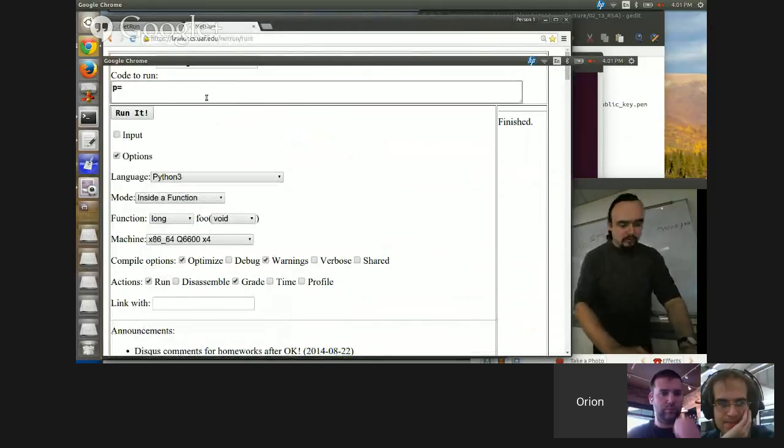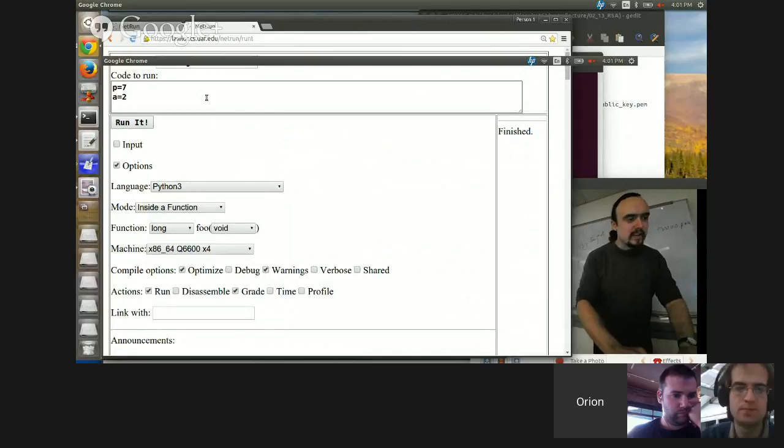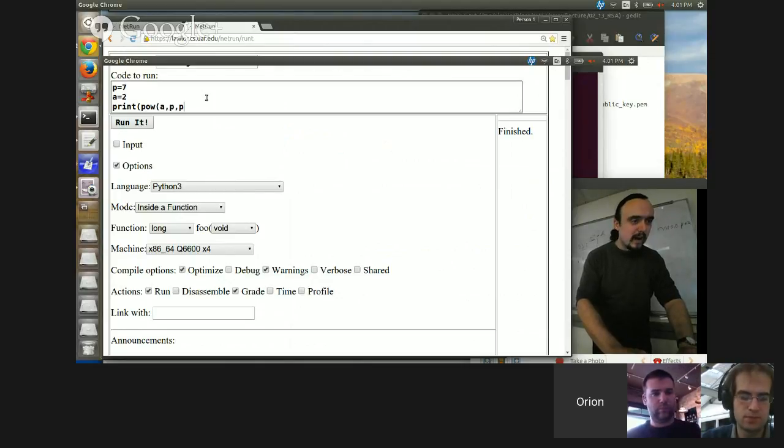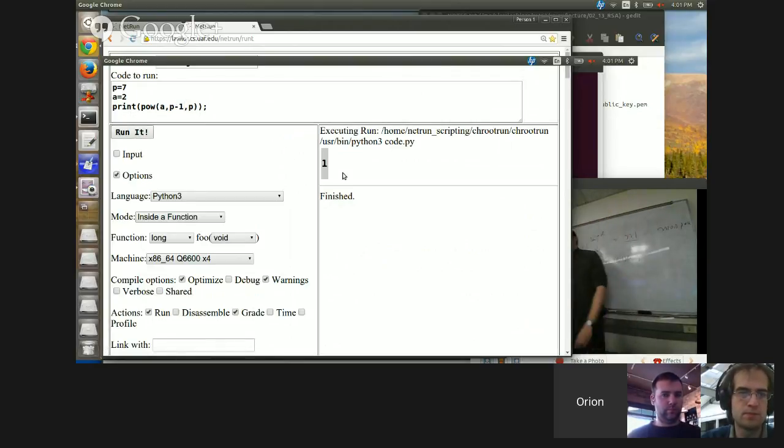So I need a prime, like 7. I'm going to take a number. So here's A, it's 2. I'm going to raise A to the P power mod the prime. I think this is going to have wrapped around to 2 again, if I understand this one. Right, because A to the P minus 1 is going to be 1. I'll multiply both sides by A, and I get back to A again. Hey, wait a sec.